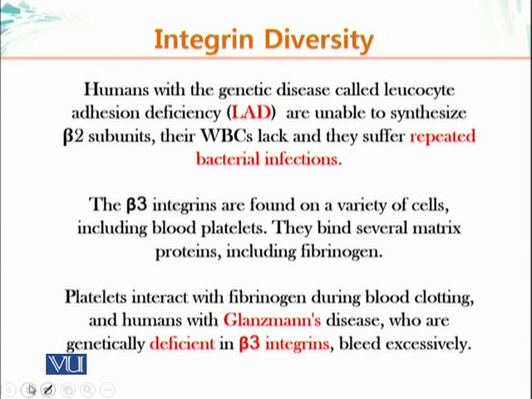The beta-3 integrins are found on a variety of cells, including platelets. These integrins bind several matrix proteins, including fibrinogen. When platelets interact with fibrinogen during blood clotting, they form plugs to stop the bleeding. In a human disease called Glanzmann disease, people have a deficiency in beta-3 integrin, and they bleed extensively.